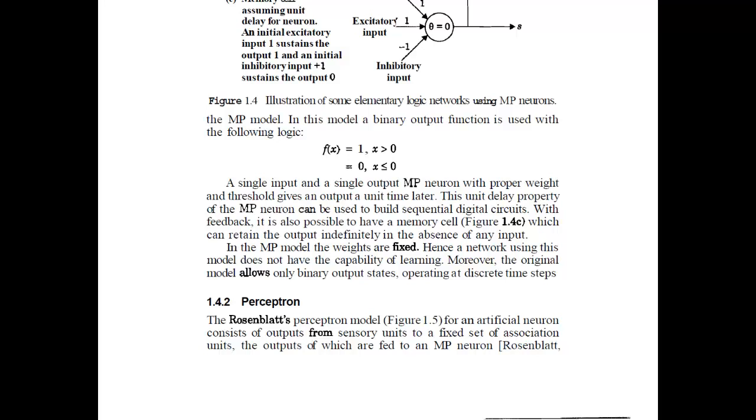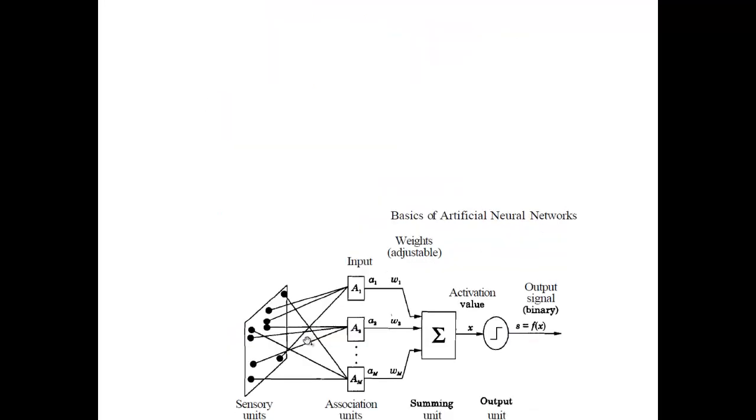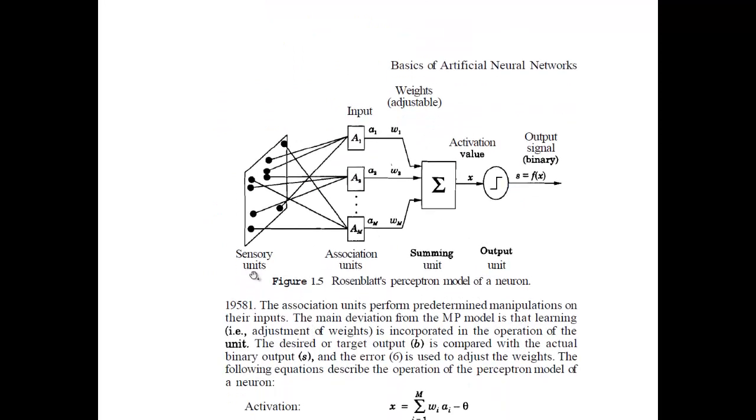Now coming to the second model, that is our Perceptron model. The Perceptron model is basically Rosenblatt's model, the scientist who developed this particular model, so it has been named after him. This is a model for an artificial neural network which consists of outputs from sensory units to a fixed set of association units, the outputs of which are fed to an MP neuron. Now here you have the sensory units which are being associated to the association units which are taking the input, then the remaining process continues, that is going to the activation unit, then to the output unit.